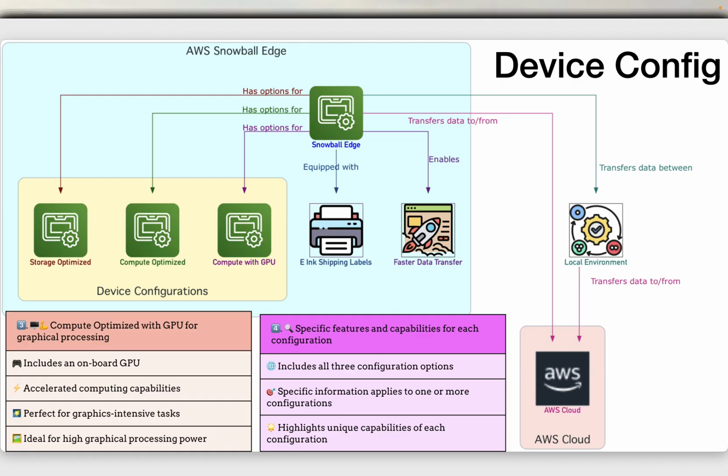So when referring to Snowball Edge devices in general, it includes all three configuration options. However, when specific information applies only to one or more configurations, such as the presence of a GPU in the compute optimized with GPU option, it will be explicitly mentioned to highlight the unique capabilities. So I'll be covering that.